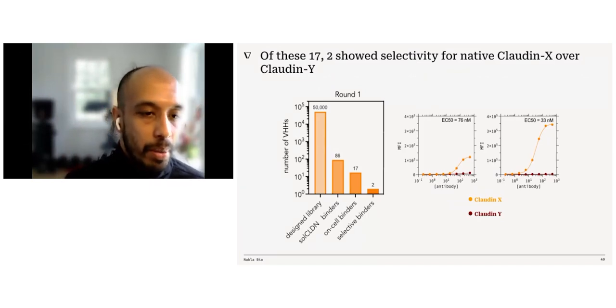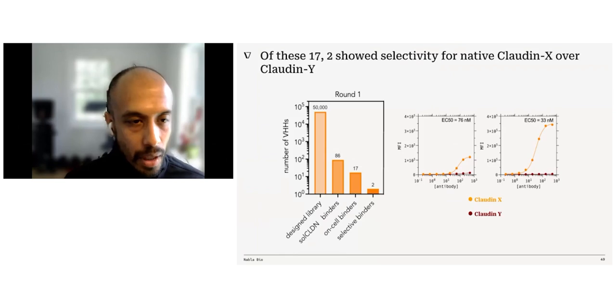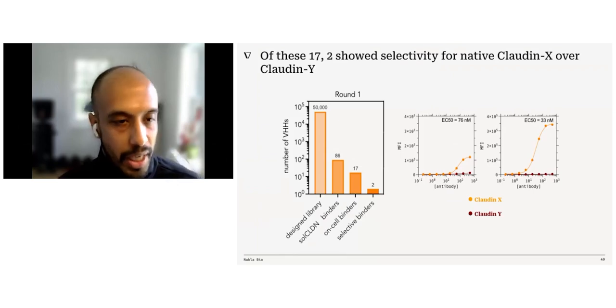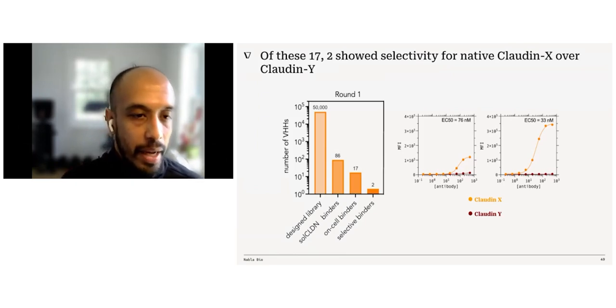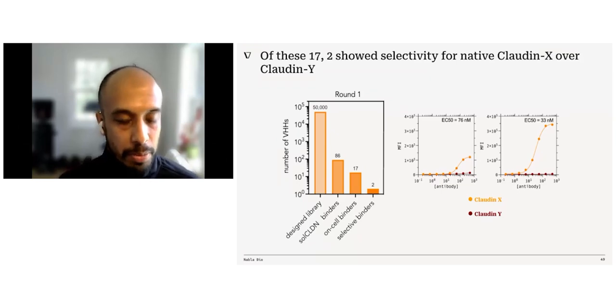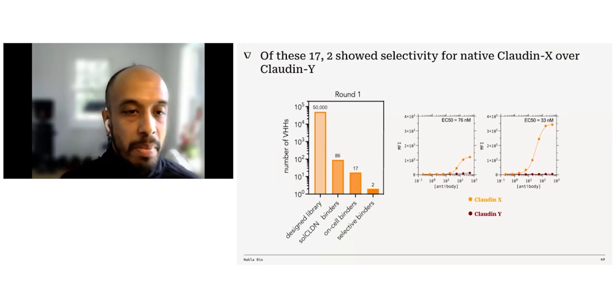And so here are what their binding curves look like. The first plot is for the first selective design. The x-axis is just the concentration of the antibody, and the y-axis is just the binding MFI. And we can see that there's pretty good separation between binding claudin X and binding claudin Y here. And then the second design looks even better, with a much better Emax for claudin X binding relative to claudin Y.